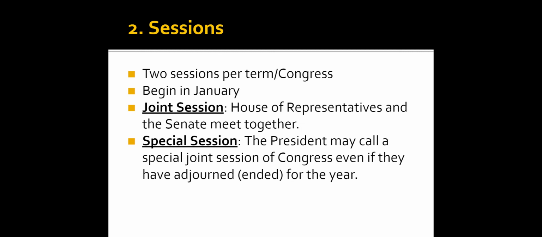So each Congress has 2 sessions. It's about a year. They start in January. They usually adjourn sometime in December, right around the time you guys are going on winter break. A normal joint session is when the House of Representatives and the Senate are both meeting. The House of Representatives is doing House business. The Senate is doing Senate business. But if Congress has adjourned, the president does have the power to call them into a special session. The president can force Congress back into session, even if they have adjourned. Typically, that power is only going to be used in instances of some kind of national emergency.